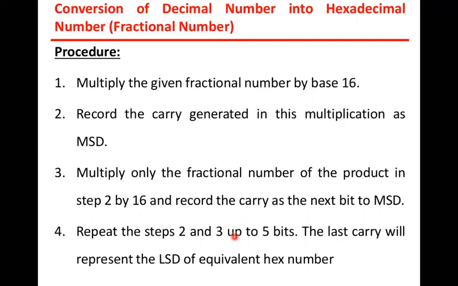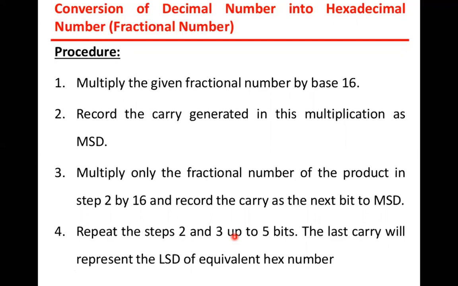Multiply the given fractional number by the base 16. Record the carry generated in this multiplication as the MSD. Multiply only the fractional part of the product from the previous step by 16 and record the carry as the next digit after the MSD. Repeat these steps up to 5 digits. The last carry will represent the LSD of the equivalent hexa number.